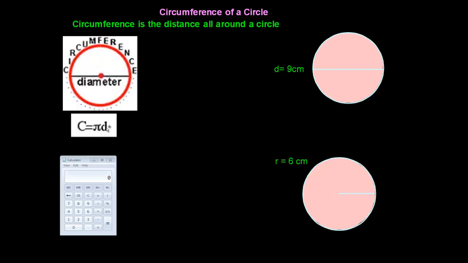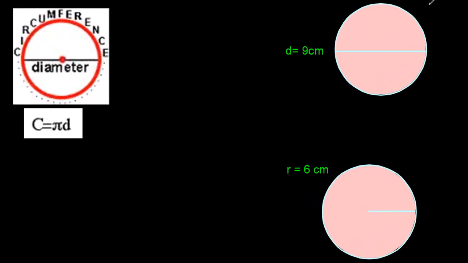I have written down for your convenience the formula to calculate the circumference of a circle, which is C equals pi times diameter. We know that the diameter value is 9, and we also know that the pi value is 3.142 up to 3 decimal places.